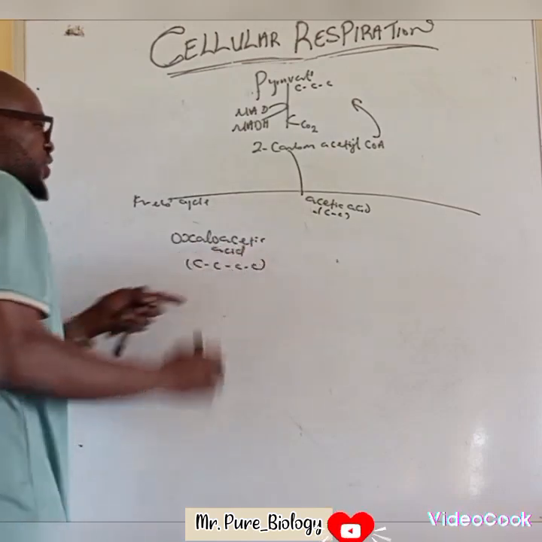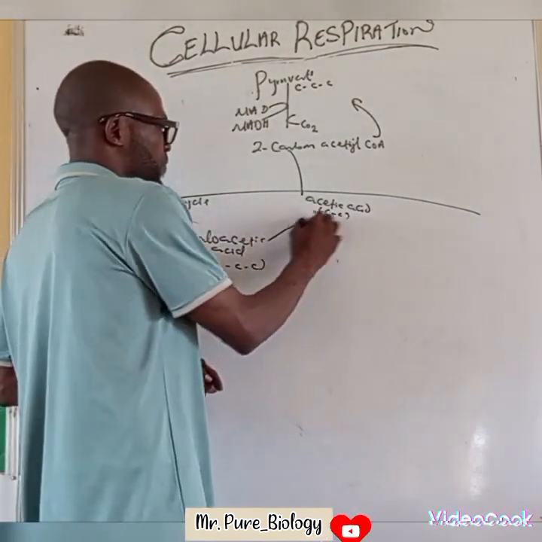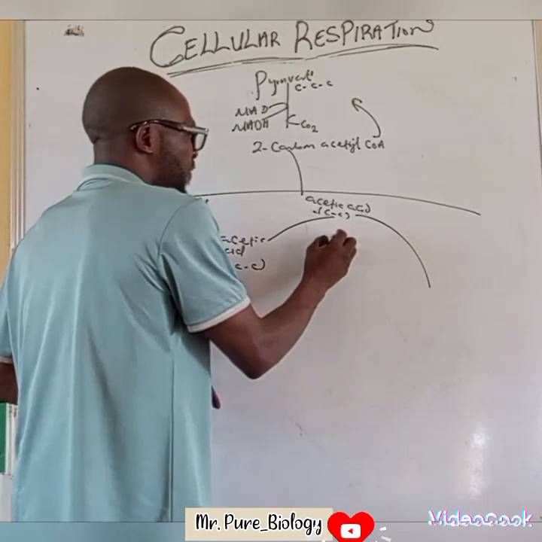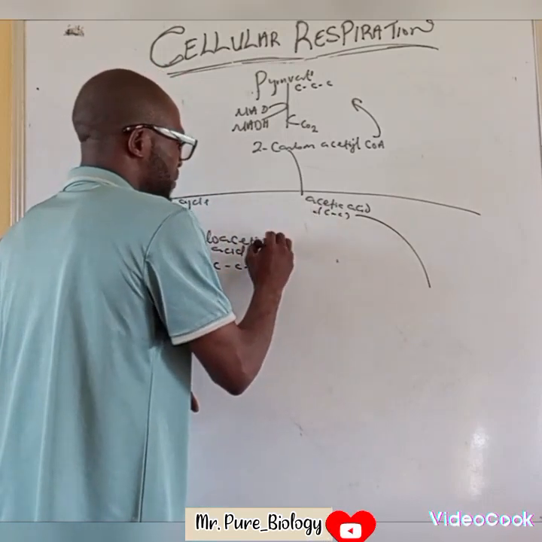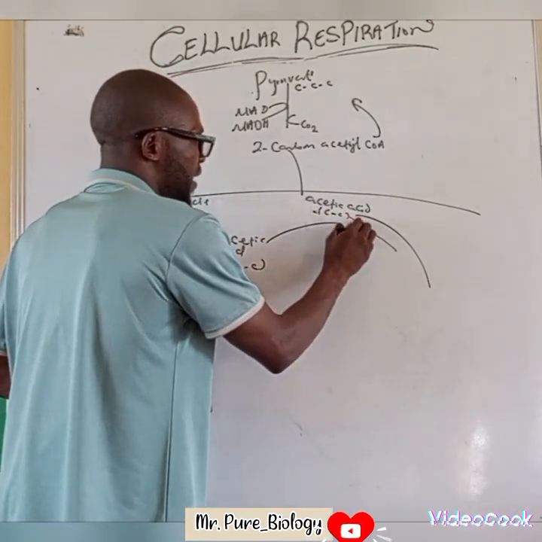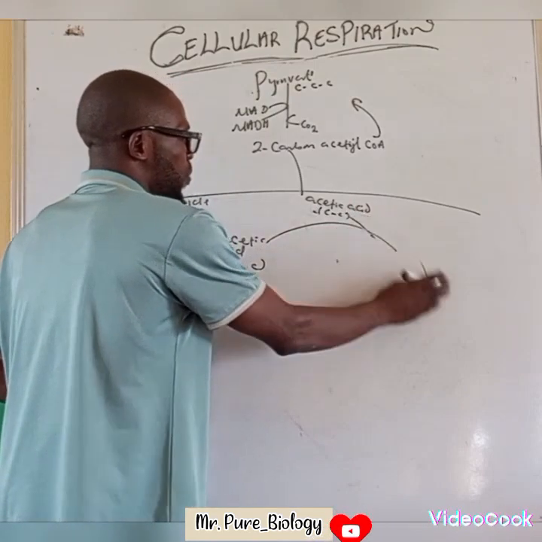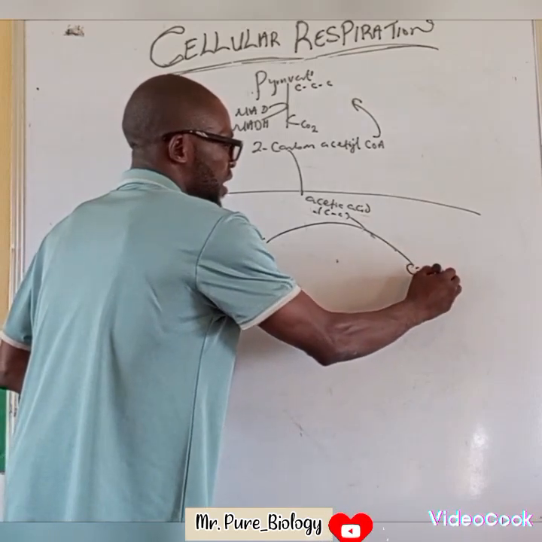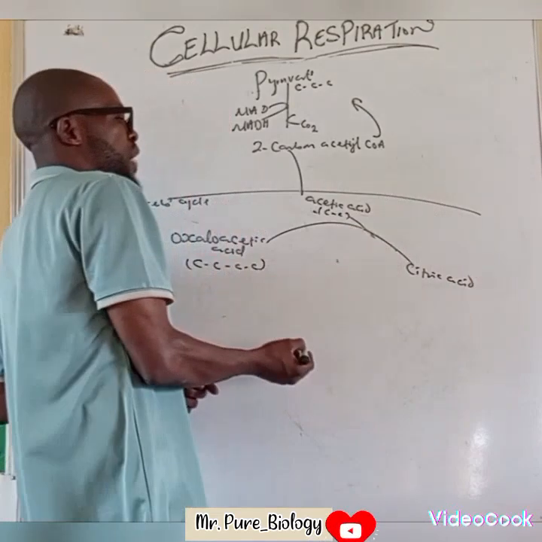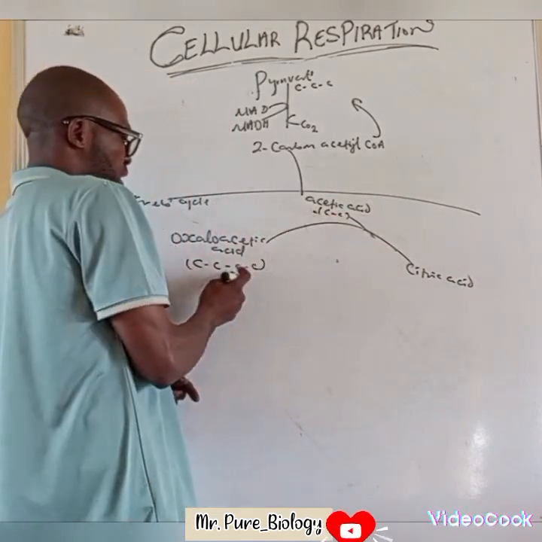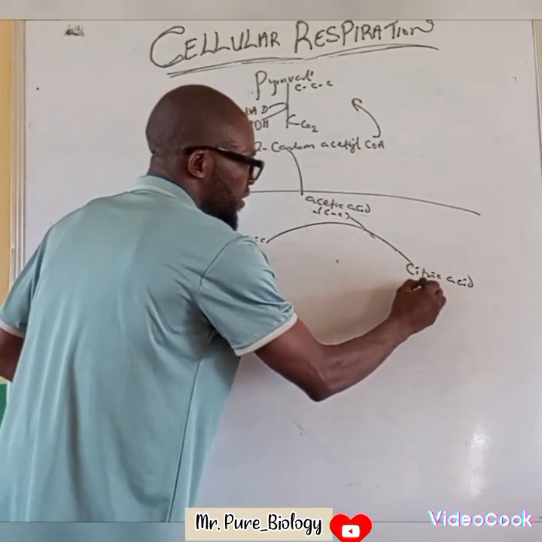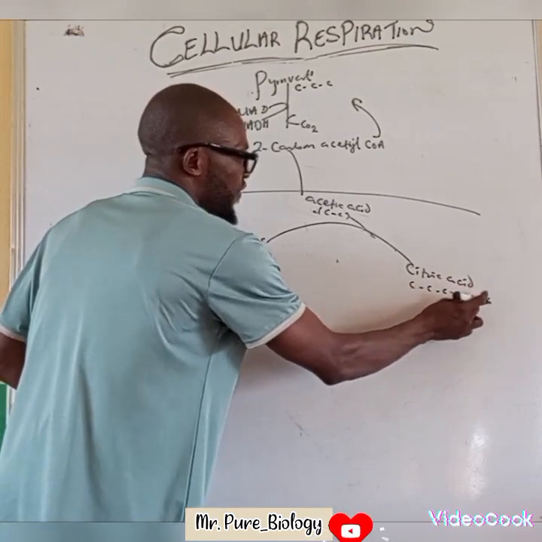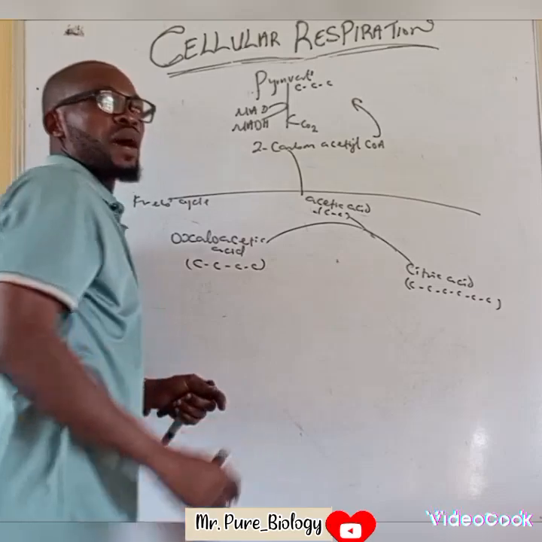When it reacts with acetic acid, there will be formation of citric acid. This is 2, this is 4, so citric acid will be a 6-carbon acid: 1, 2, 3, 4, 5, 6. So it's going to be a 6-carbon acid.